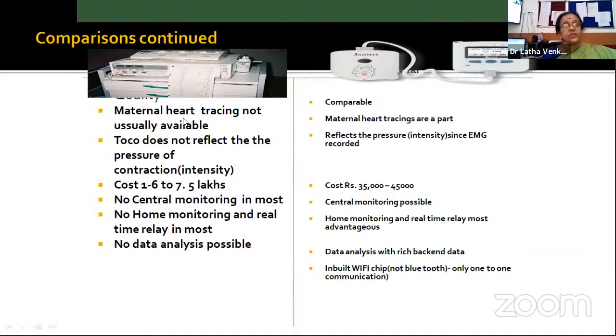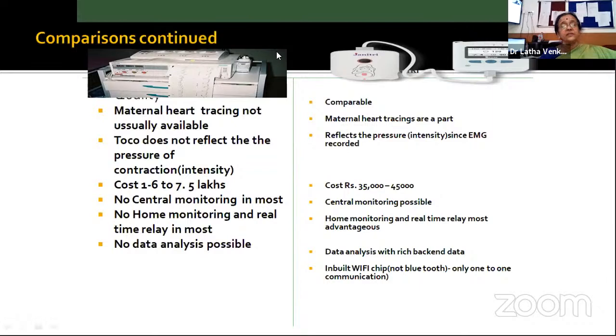Maternal heart tracing is usually not available, but in some of the recent machines it is available. But the traces are very much comparable. We did a study and we said 85% it is comparable, but the accuracy can be improved. That was due to slight reduction in variability or difficulty in interpretation of variability. But now it is much better, and they have changed the graph pattern also, and it is quite comparable. The maternal heart tracings are a part of it.